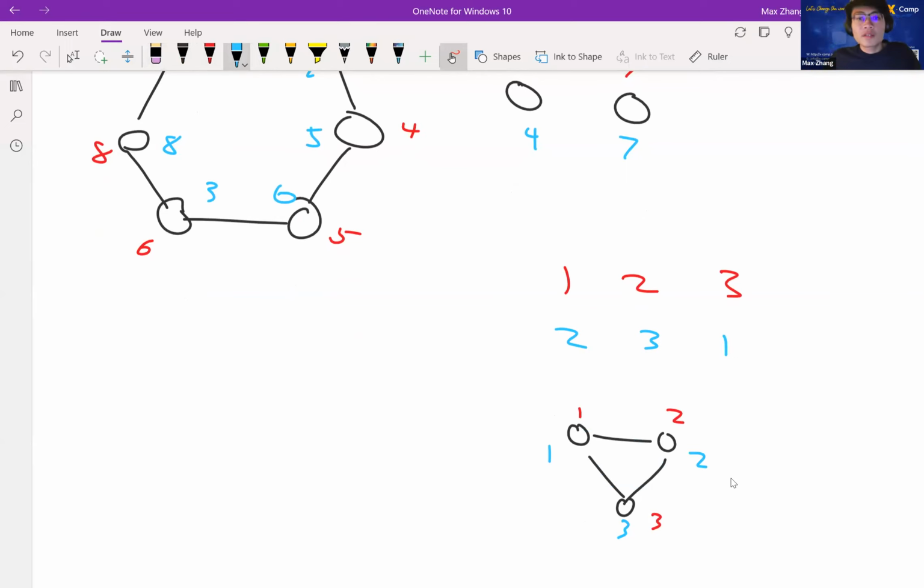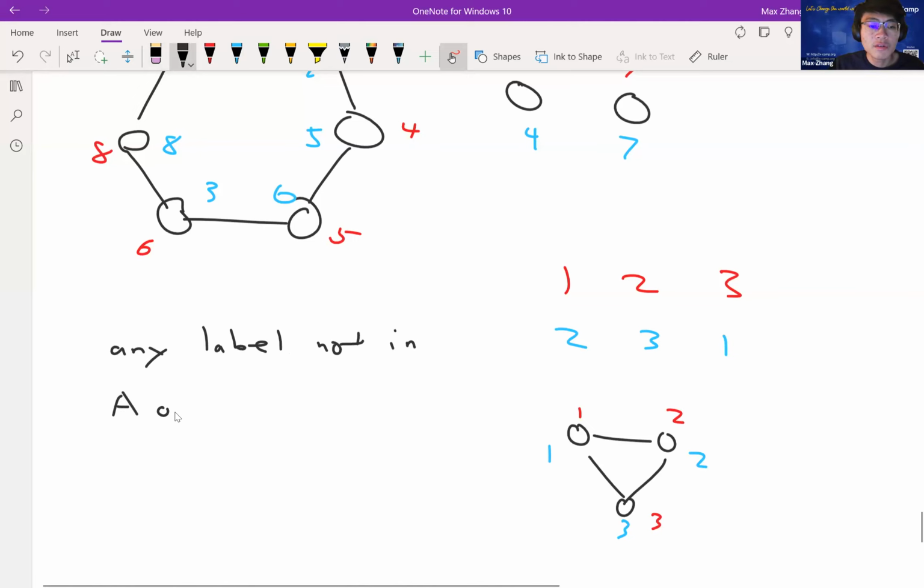So how can we approach this problem? First things first, we can observe that any label not in A or B is instantly a +1. If there's a label that does not appear inside the cycle in either labeling, then we can have both assign that label to the same vertex, and that's instantly +1 to the answer.